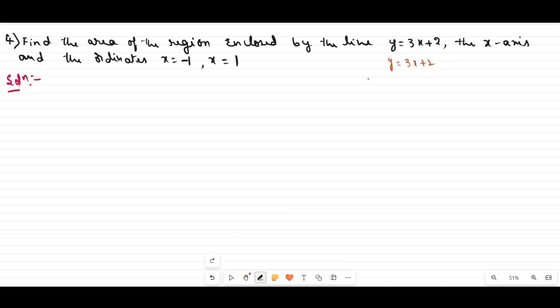At x equal to minus 1, y is equal to 3 into minus 1 plus 2, it is minus 1. At x is equal to plus 1, y is equal to 3 into 1 plus 2, it is 5. Observe the points we have got: minus 1 comma minus 1 and 1 comma 5. So let me draw the figure first.